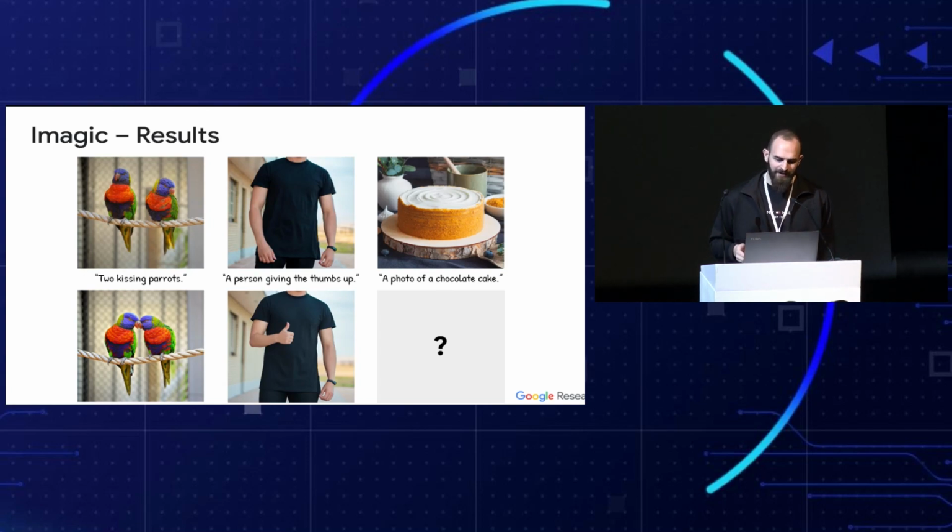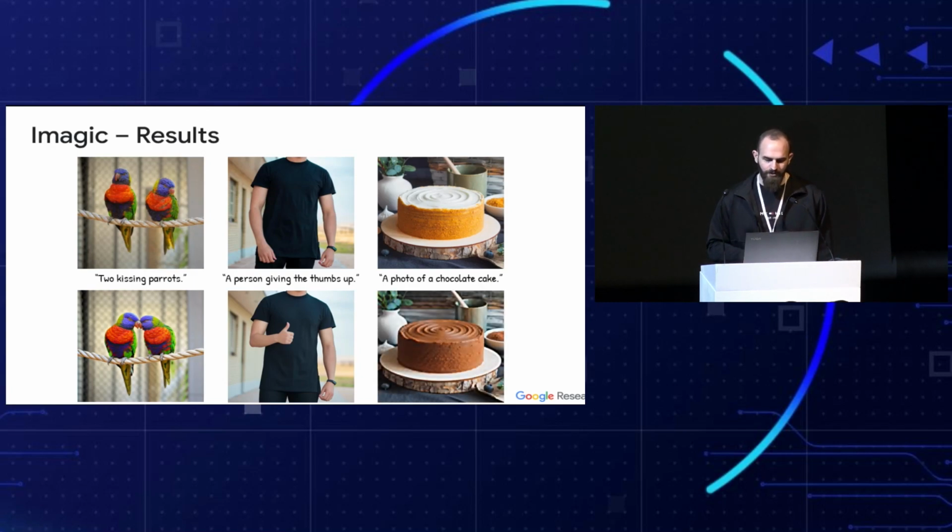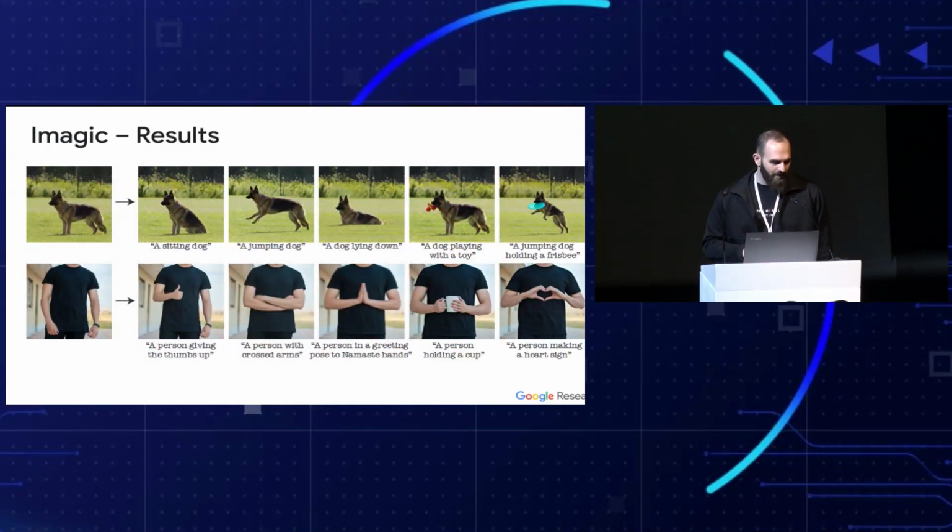And of course, if you don't like vanilla cakes, we can always turn it into a chocolate cake using only a single image and a single target text. So we took this nice tool, Imagic, and for the dog image, we tried to edit it in a different position so the dog can sit, jump, lie down, maybe play with a toy or a frisbee. Notice how in all these settings we preserve the background, we preserve the identity of the dog, while still aligning well with the target text edit.